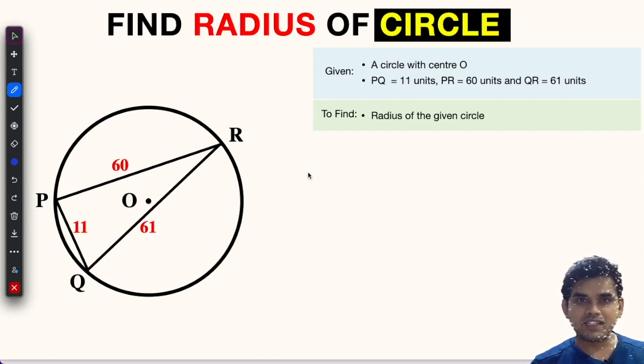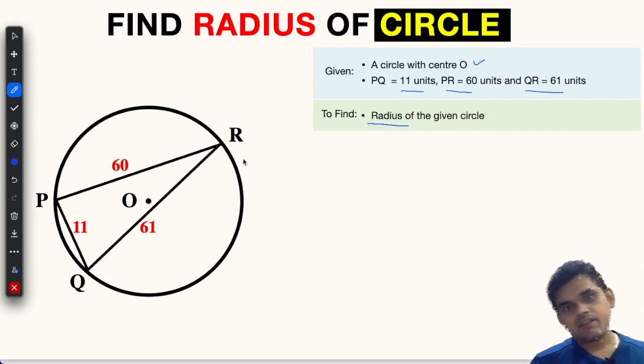So let us continue. In this question, a circle is given whose center is at O and there is a triangle PQR as shown in the figure. The length of PQ is 11 units, PR is 60 units and QR is 61 units. We are asked to find the radius of this given circle.